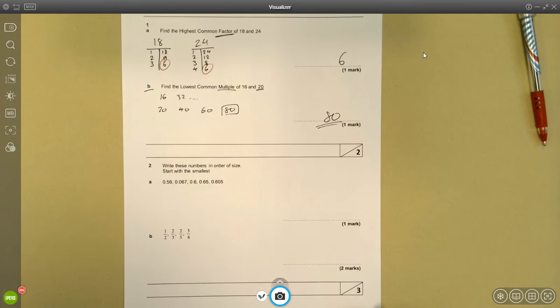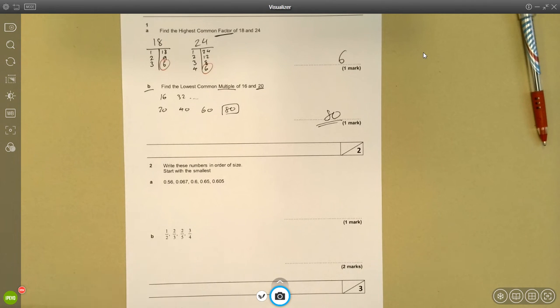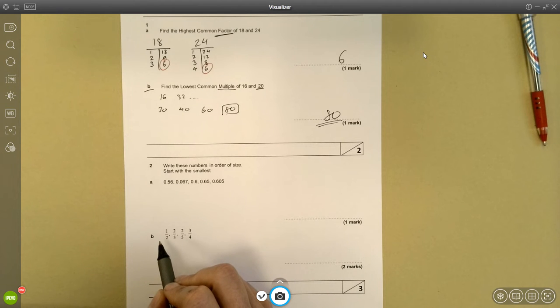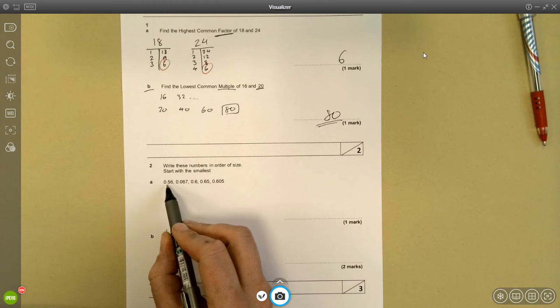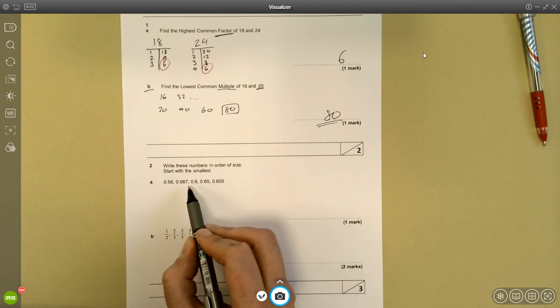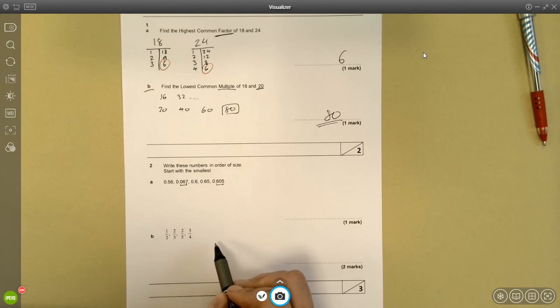Next up, number 2. Write these numbers in order of size. Okay, so start with the smallest. Now, this is an old trick here, basically, that they give you different numbers of decimal places. So let's start off by just listing these out and making them all the same number of decimal places. So the longest one here has got 3 decimal places. So let's kind of do that.